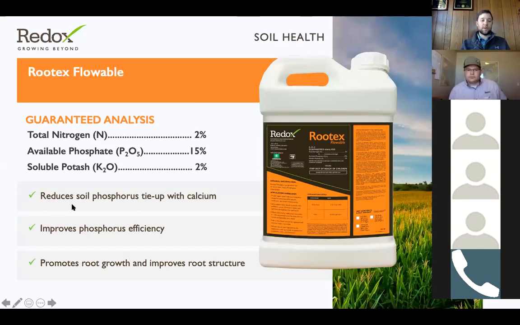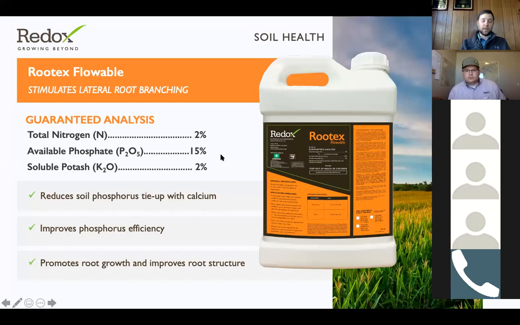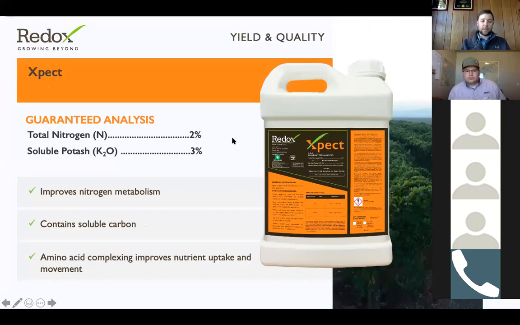Okay. We also have a convenient flowable version of Redox that came out a year or 2 ago. It's a 2-15-2, same technology, in some cases even better efficiency, just through the manufacturing process. So a very nice, easy to use product. The last product I wanted to highlight, and then we'll get into some examples of timings and how they work, is Expect. So Expect's a new product for last year.